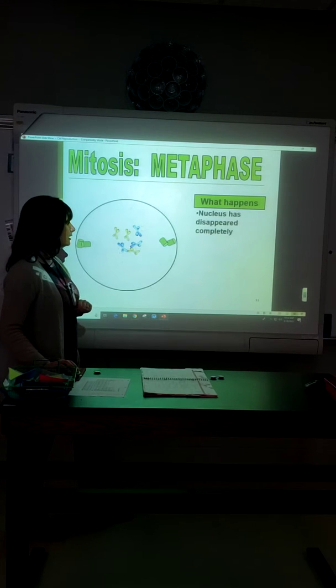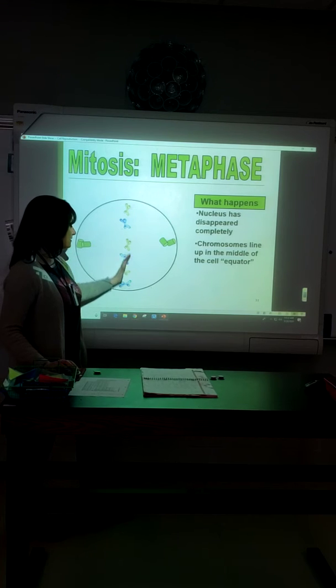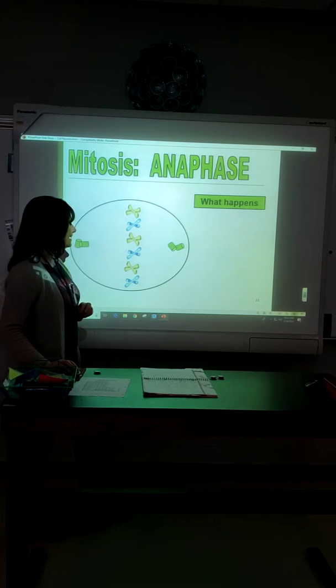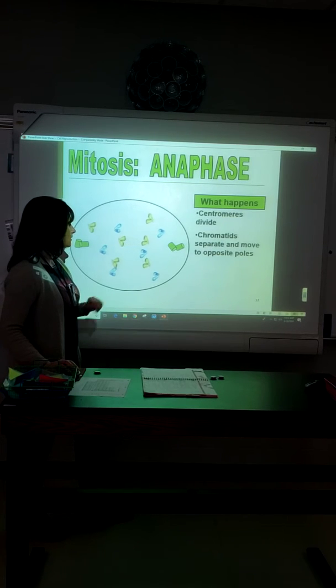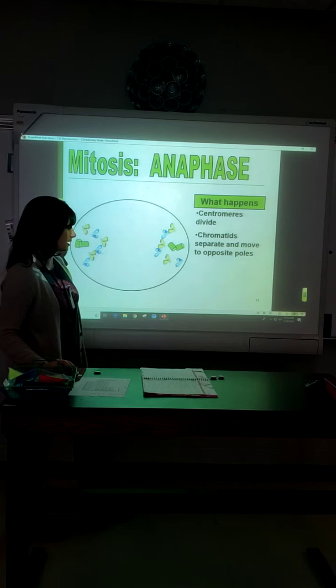Then finally, once the nucleus has totally disappeared, the chromosomes are going to get lined up at the equator, or the middle of the cell. At that point, the spindle fibers attach and they're going to separate them. So I'm going to show you that part again.